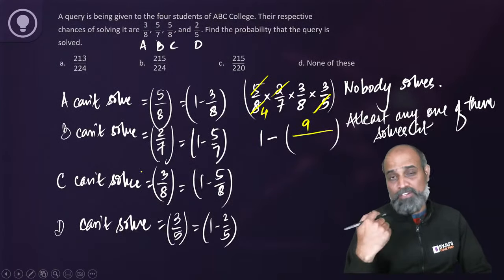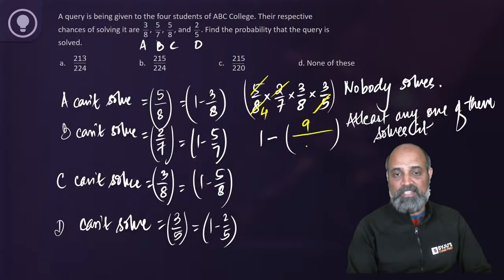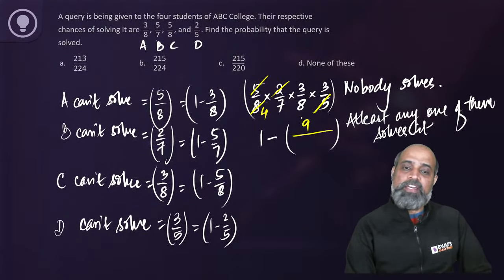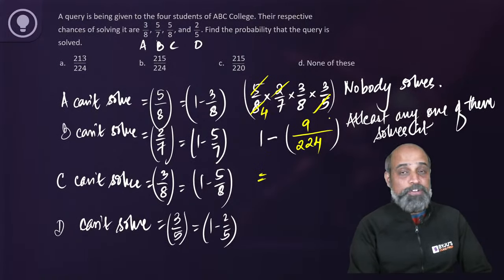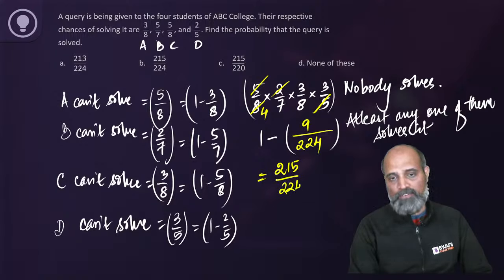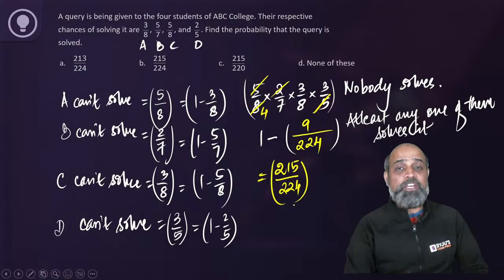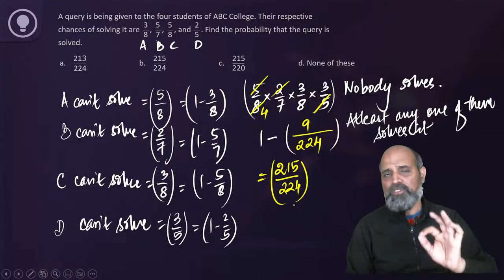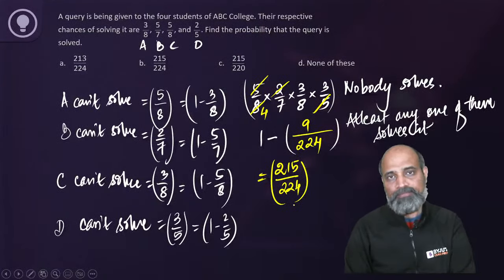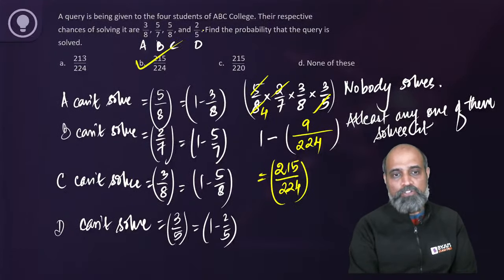Okay, we do have none of these. ठीक है, तो ये तो करना पड़ेगा. So we have 8 into 7, 56. 56 into 4 is 224. This will result in 224 minus 9, which is going to be 215 upon 224. As in, you give them problem 224 times, out of those 215 times, कोई ना कोई तो solve कर ही लेगा. So B becomes our answer.